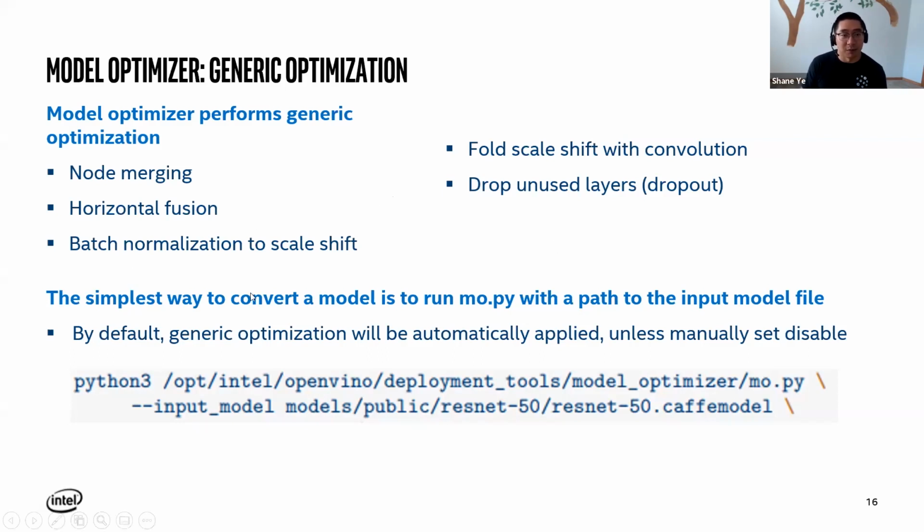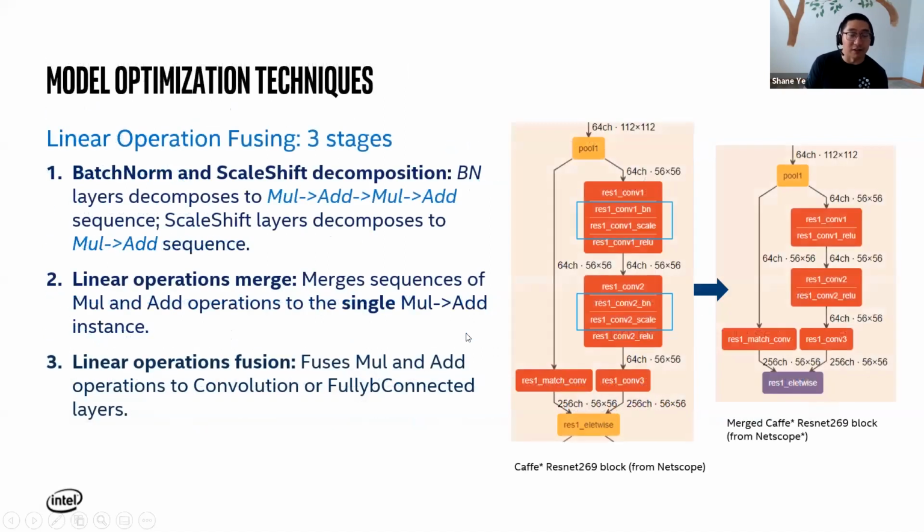To run the Model Optimizer, the simplest way is to run this Python application, and you need at least one argument, the input model, which is the path of your pre-trained model. Give it to the Model Optimizer and it will automatically convert that. But there are more arguments you can use for the Model Optimizer, so we'll show that in the next few slides.